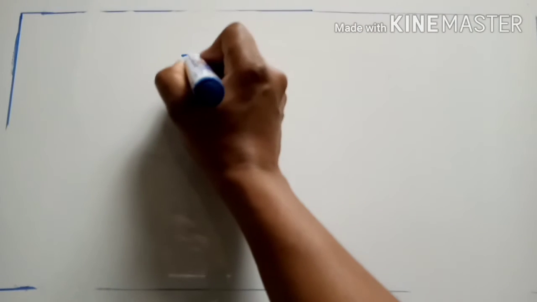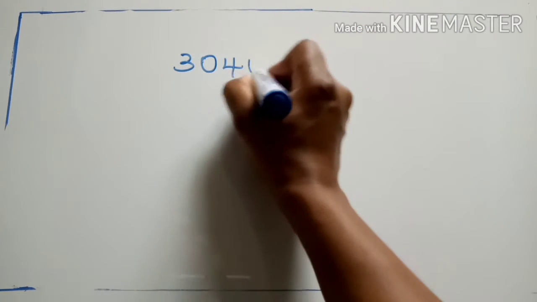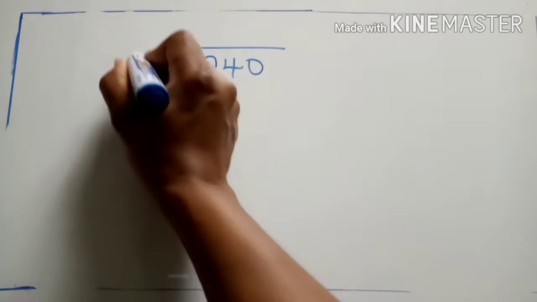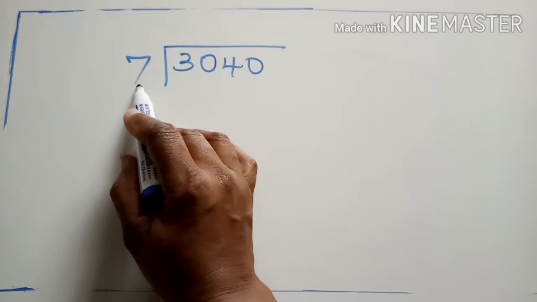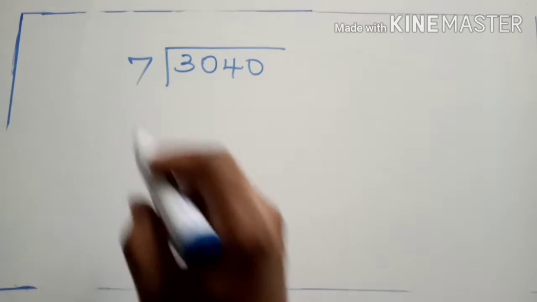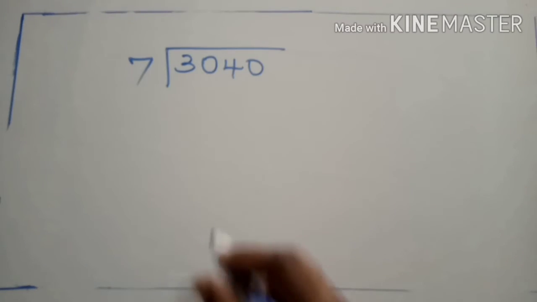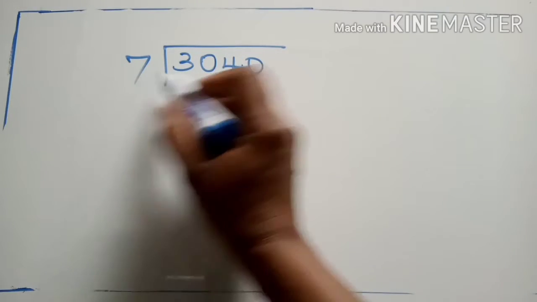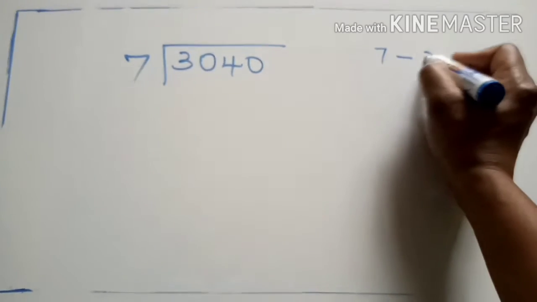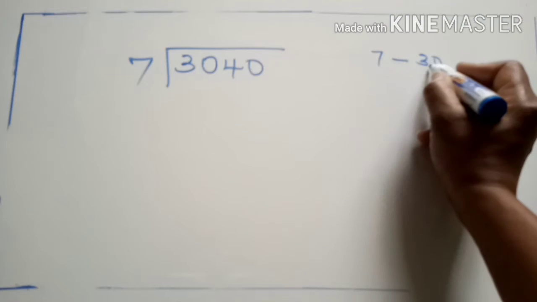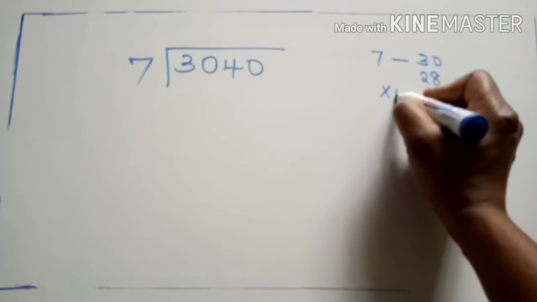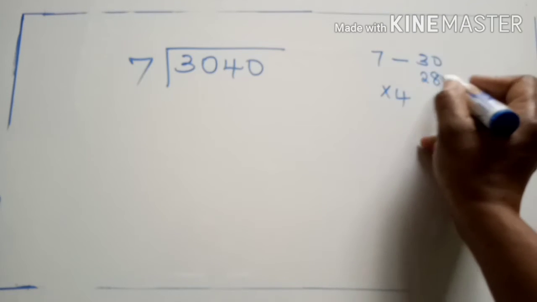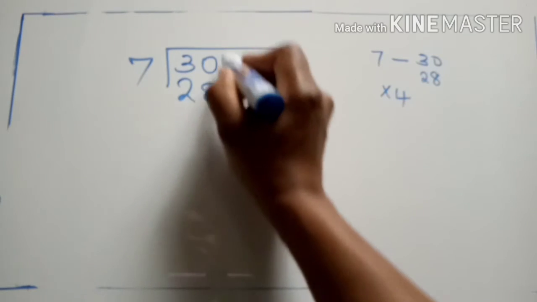Let's do another one. If you have 3040, you want to divide that by 7. So here we have 3 cannot be divided by 7, but we have 30 can be divided by 7. So we say how many 7s will go into 30. So instead of 30, we'll have 28 because 7 times 4 is 28, okay? So we have 28 because of 4.